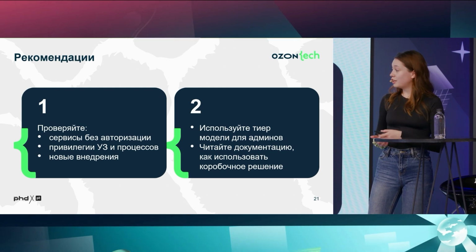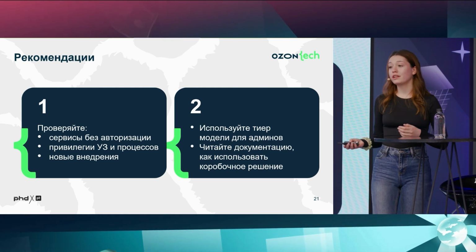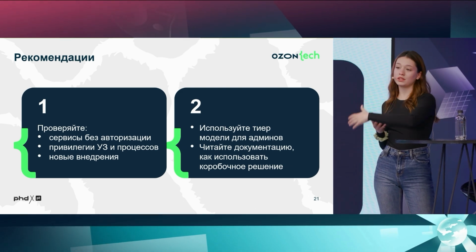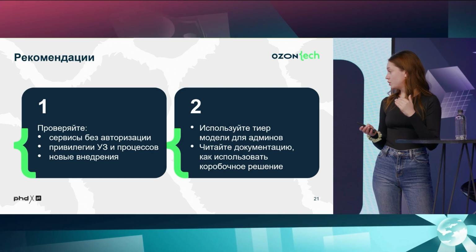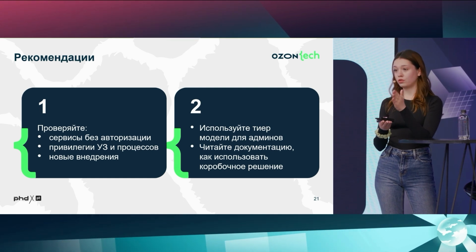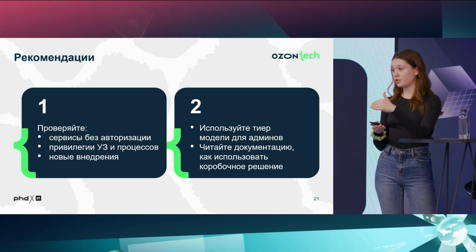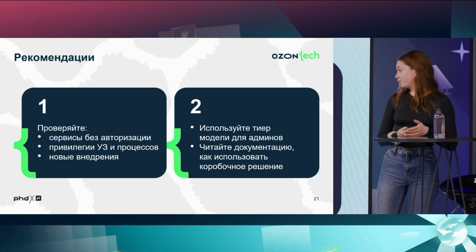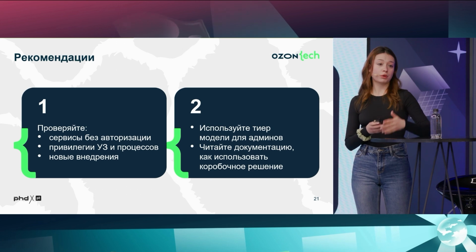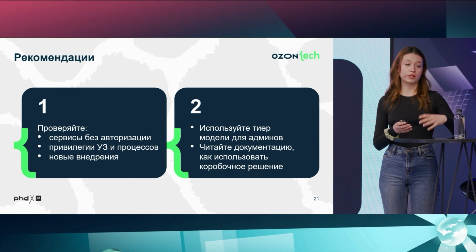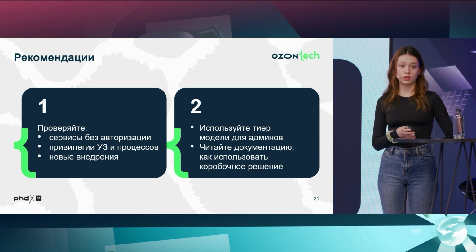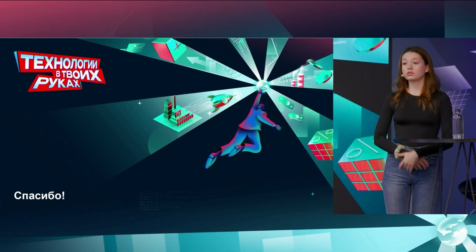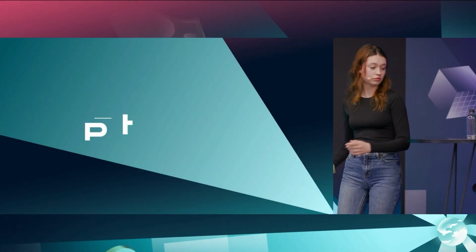You should also use a tier model for admins so that you cannot impersonate. So you come in following one credentials, and then you have the privileged user kind of processes you can run. And please read the documentation. In 1C, they say that you should properly fine-tune the product to avoid problems like that.